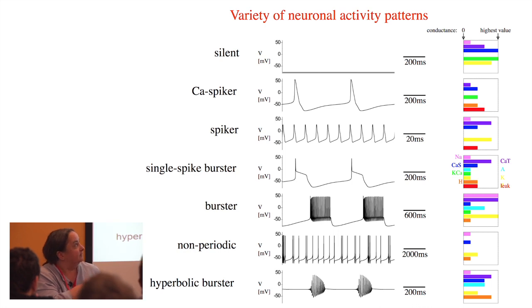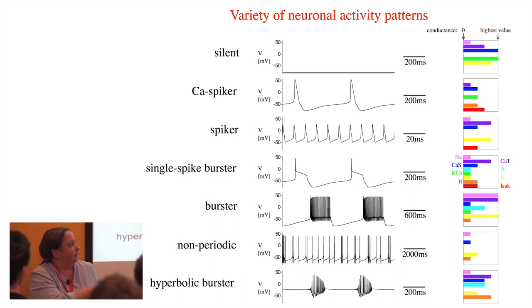So some are silent, some are spiking, but it turns out this one is spiking, but without a sodium current. So you can actually have a fast calcium current take over the role of a sodium current in generating what's then called a calcium spike. This is a more typical spiking neuron.